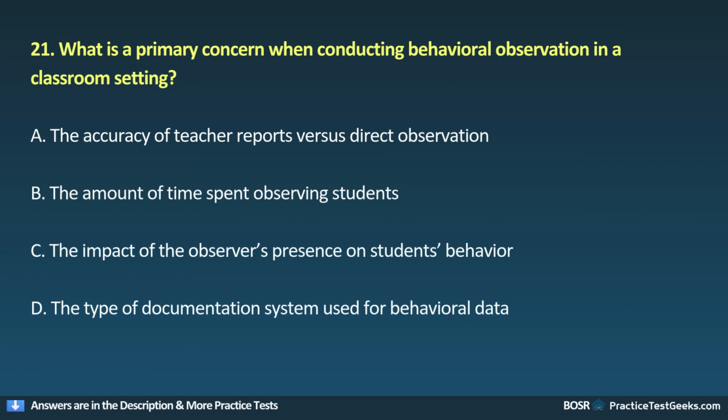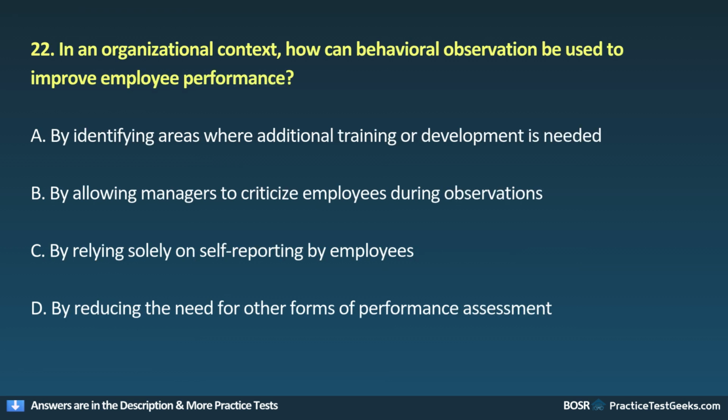A. The accuracy of teacher reports versus direct observation. B. The amount of time spent observing students. C. The impact of the observer's presence on students' behavior. D. The type of documentation system used for behavioral data. 22. In an organizational context, how can behavioral observation be used to improve employee performance?